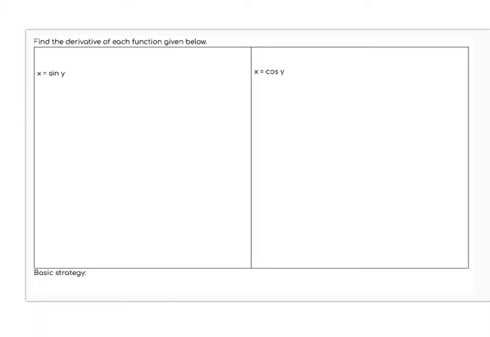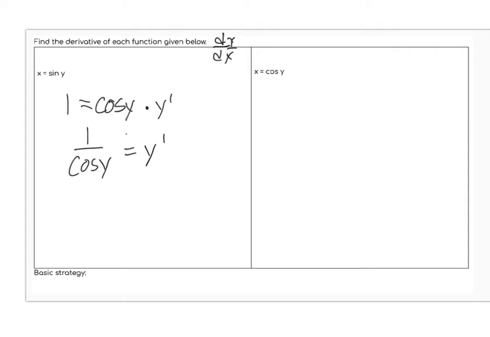All right. So if we've got to find the derivative of each of these functions, with respect to x, we've got to take the derivative of x, which is going to be 1. The derivative of sine of y is going to be cosine of y times y prime. I'm going to end up with 1 over cosine of y is my derivative. Okay, cool. I'd love that with respect to x, but I don't really have that right now.